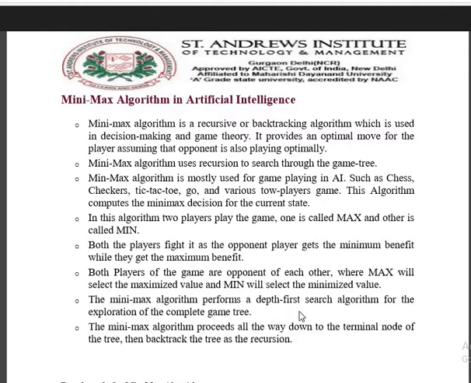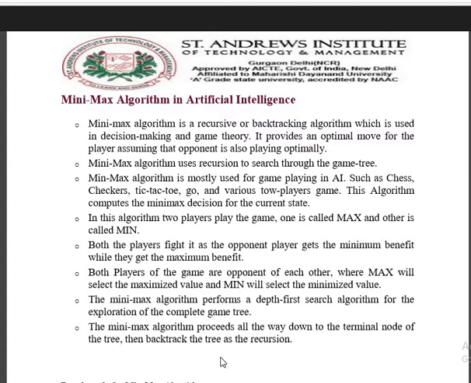Both the players of the game are opponents to each other, where max will be selected to maximize the value and min will be selected for the minimum value. The Minimax algorithm is also performed with the DFS search algorithm, where we will be covering the game tree. In the game tree we use the DFS algorithm because it will start from the root node and continue till we reach the leaf levels, those having the utility values.